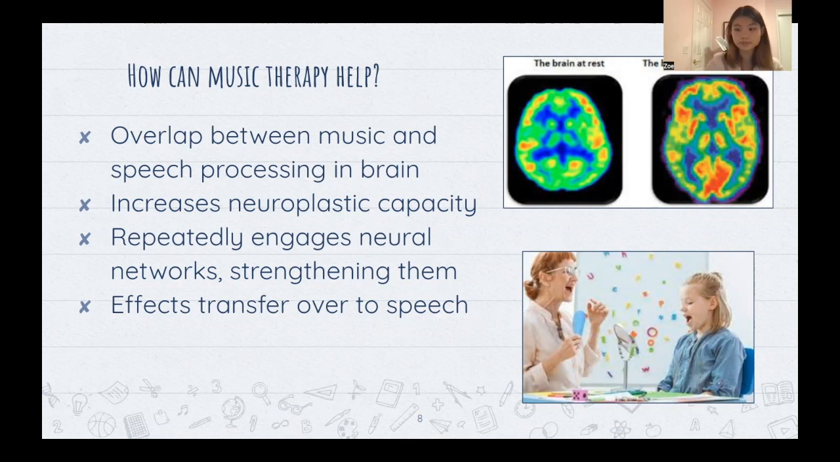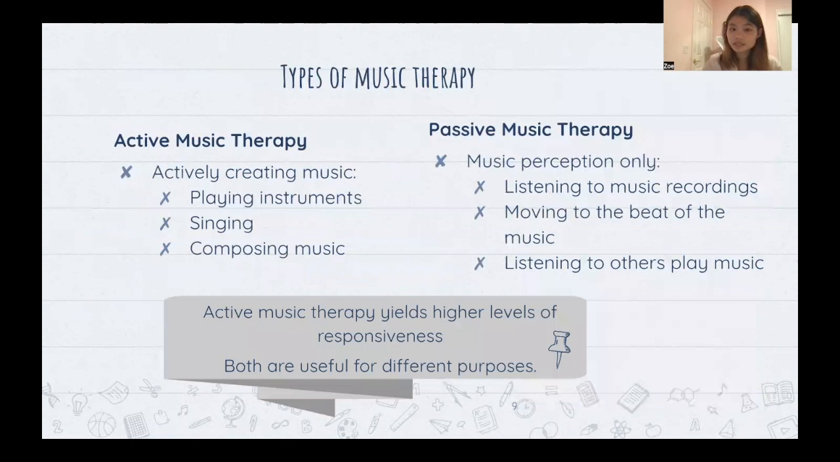So there's two types of music therapy: active music therapy, which involves playing music, composing, or singing, and passive music therapy, which is just music perception, so listening to music or moving to the beat of the music. Studies have shown that active music therapy yields higher levels of responsiveness. However, both are useful for different purposes.